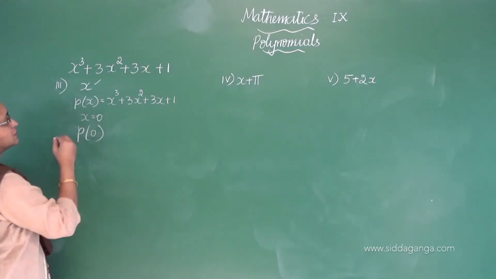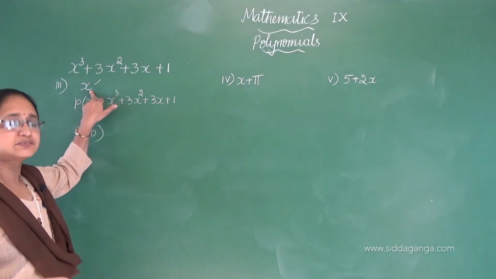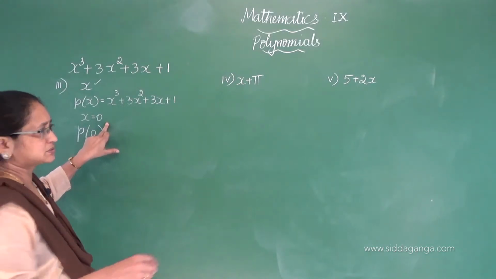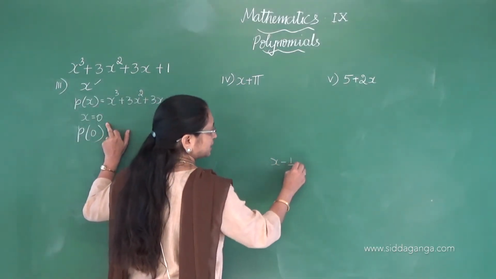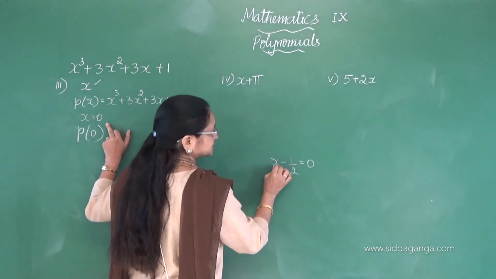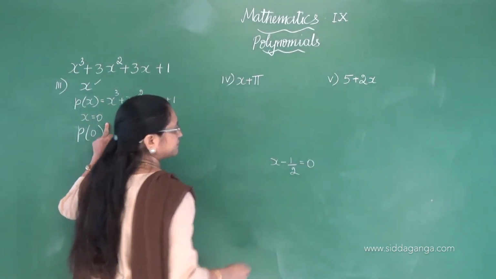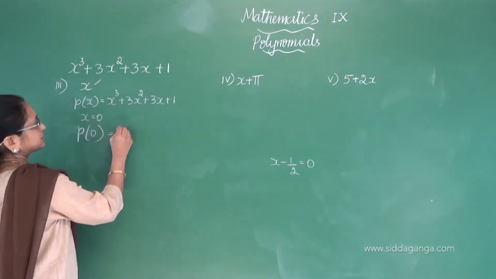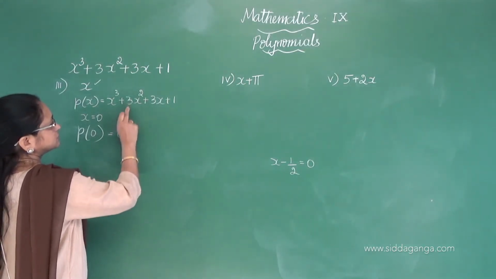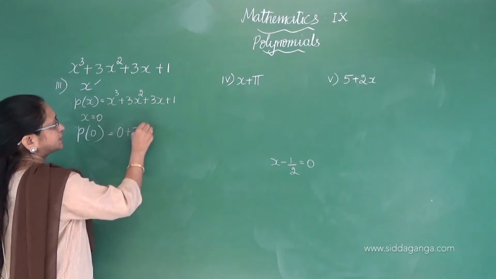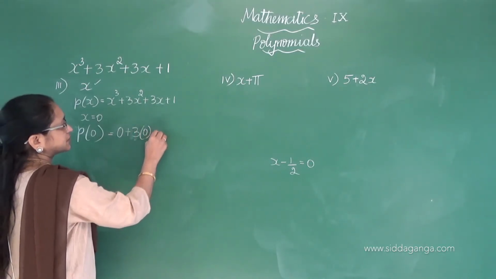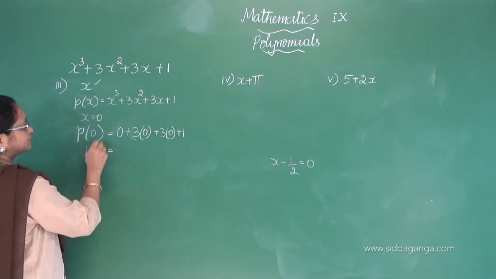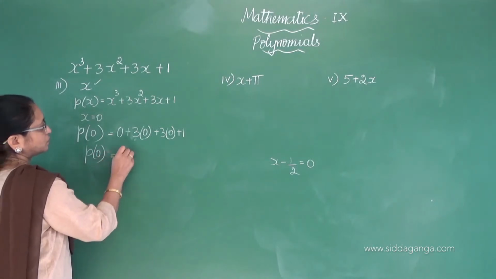Now p of 0. See here, the 0 of this x is 0. In the previous sum you did x minus half is equal to 0, so x is equal to plus half. In the same way here x is equal to 0. So here p of 0 means 0 plus 0, 3 into 0. If you want, I will write 3 into 0 plus again 3 into 0 plus 1. So p of 0 is equal to 1.